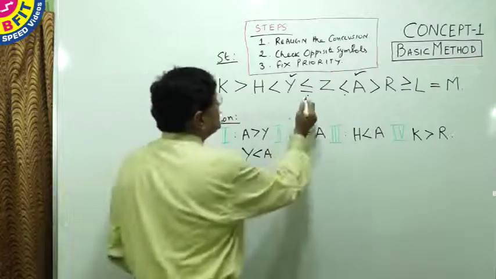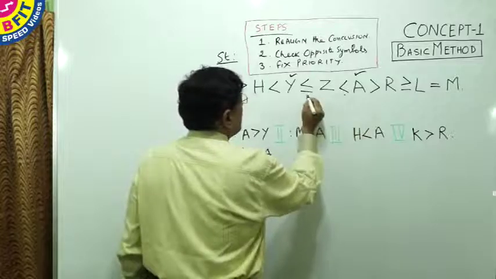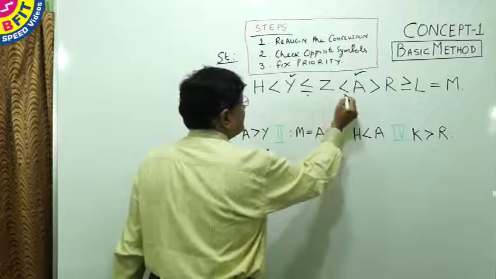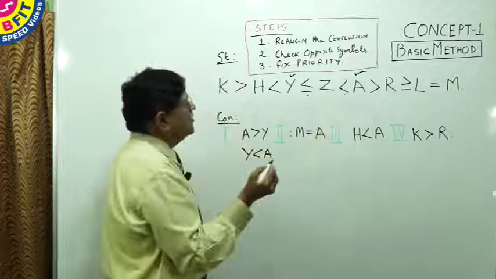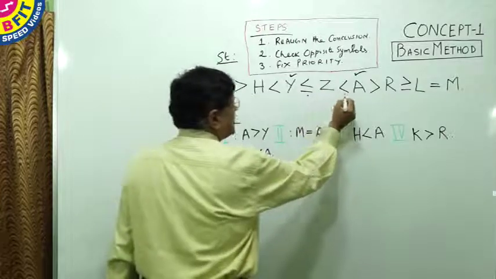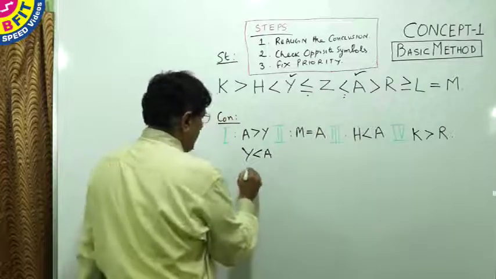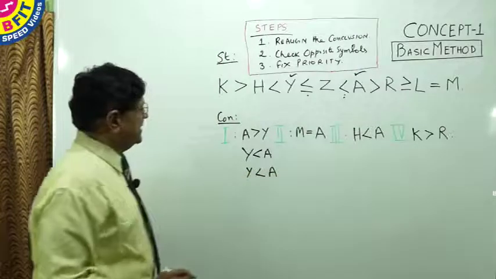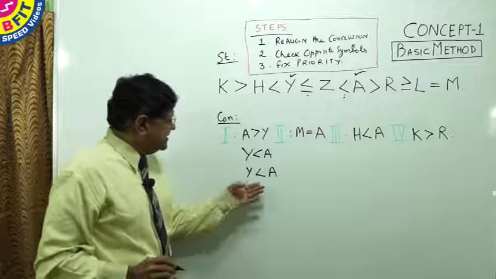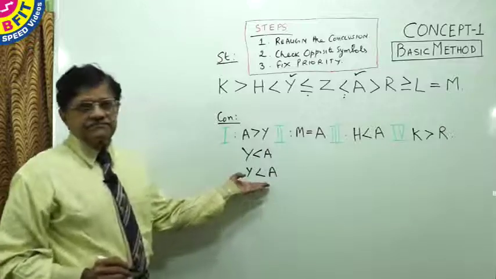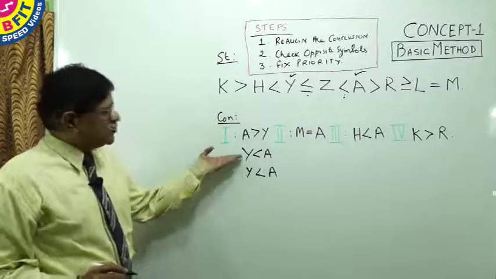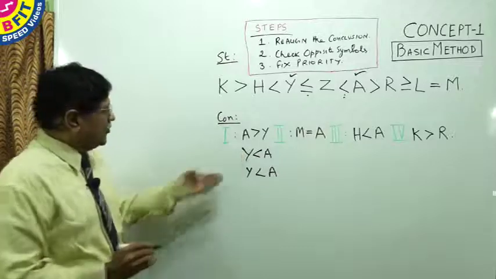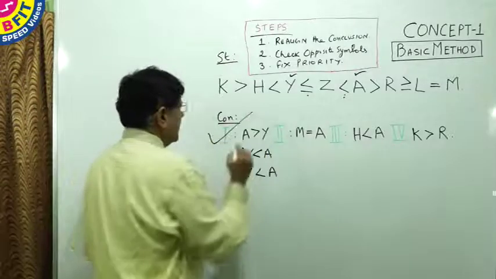So between the two, which are all the symbols that are available? One is less than or equal to, and the other is less than. Between the two, which has priority? Less than has got priority. Therefore, Y is less than A is the correct conclusion. Now it is the same conclusion we are asked to check. Therefore, conclusion 1 is true.